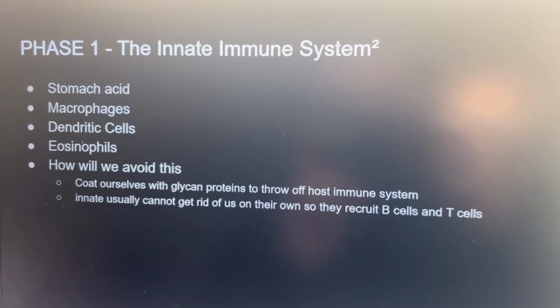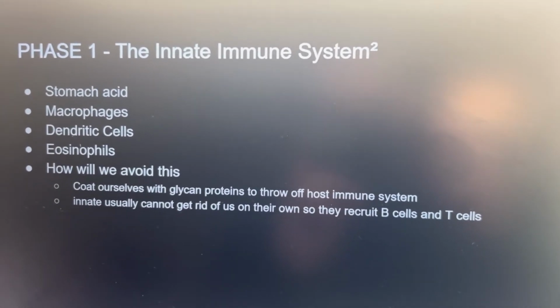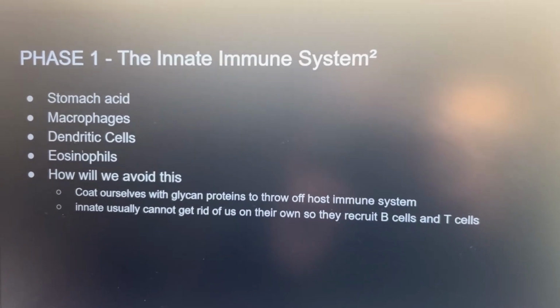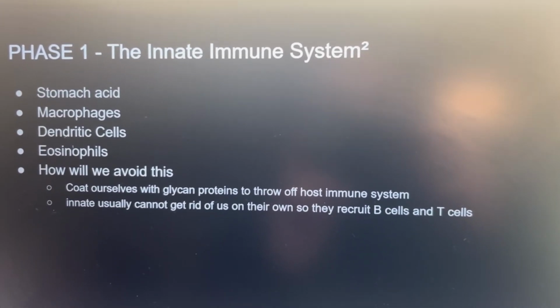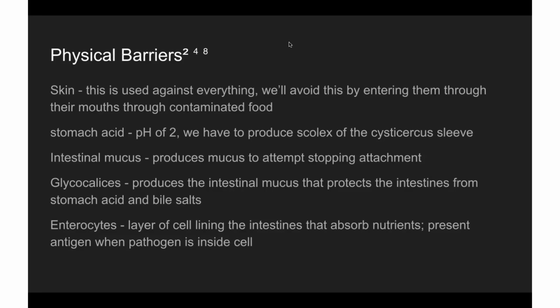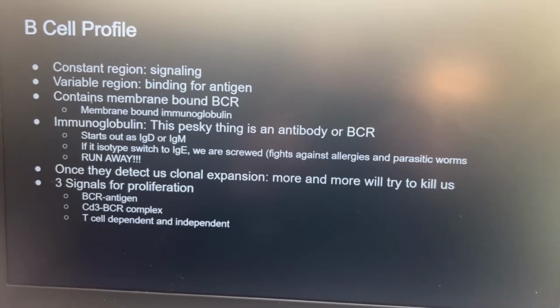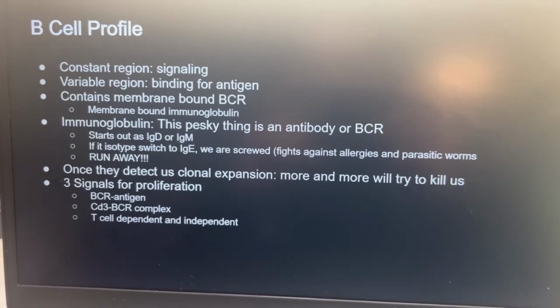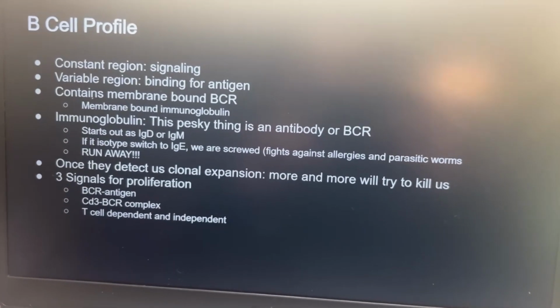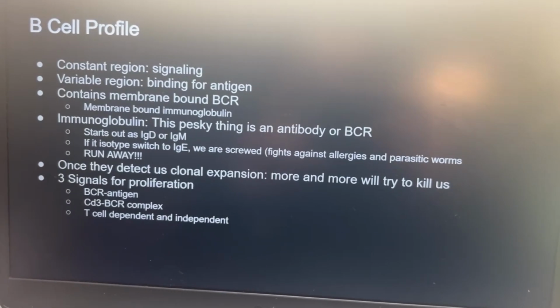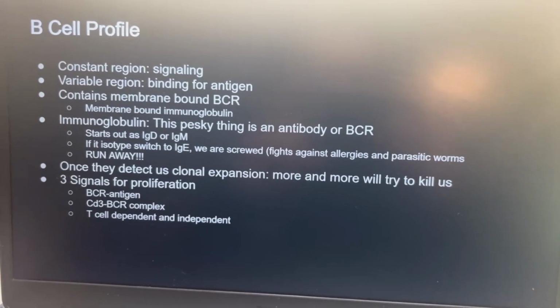And how do we avoid this? We coat ourselves with glycan proteins to throw off the host immune system. This will make the innate immune system usually not get rid of us, so they have to recruit B cells and T cells from the adaptive immune system. The physical barriers that humans have against large multicellular pathogens are their skin, stomach acid, intestinal mucus produced by their glycocalyces, and their enterocytes. B cells contain a constant region for signaling and a variable region for binding antigens. They also contain membrane-bound B cell receptors, and usually this is in the form of immunoglobulin. Immunoglobulins, this pesky little thing, is either an antibody or a BCR.